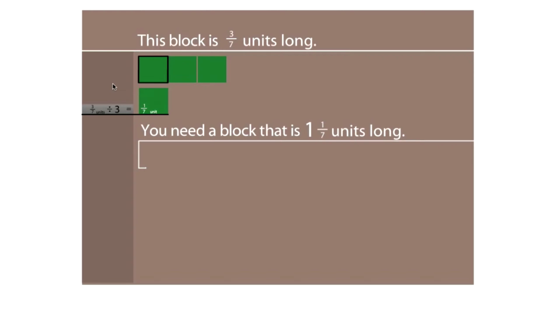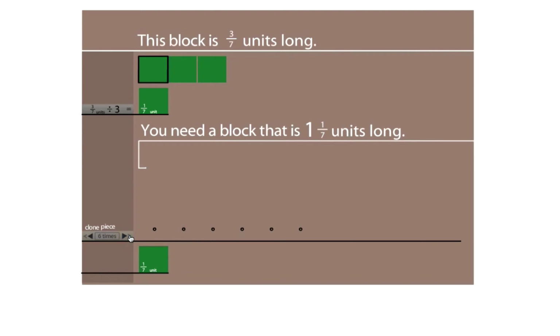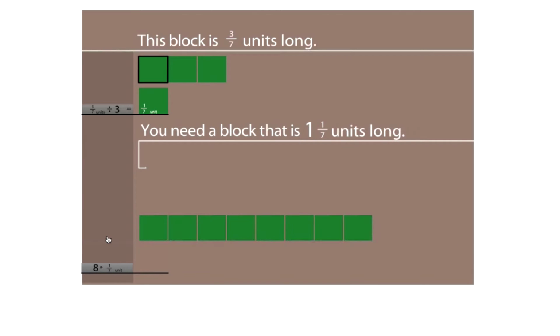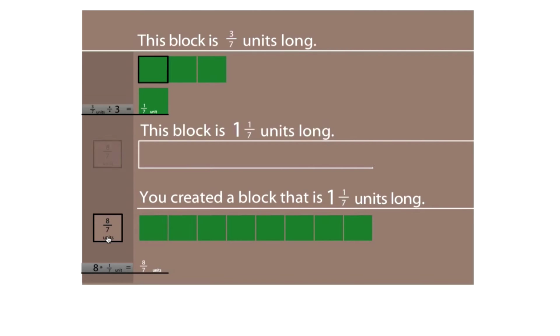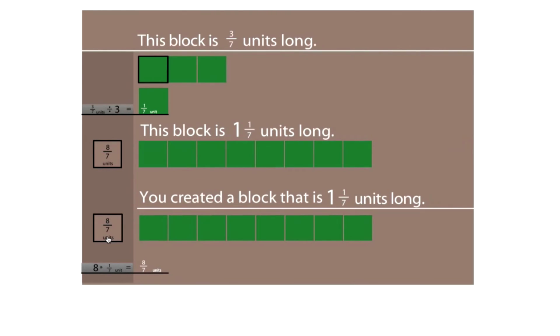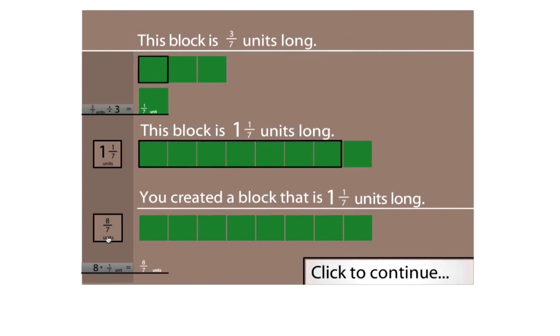Once they've created a unit that will work, the interactive cloning tool becomes activated at the bottom of the screen, allowing them to multiply the unit to create the new quantity. As they carry out their actions on many different fractional quantities, the software provides real-time animated illustrations of the results and describes each action with a corresponding multiplication or division number sentence.